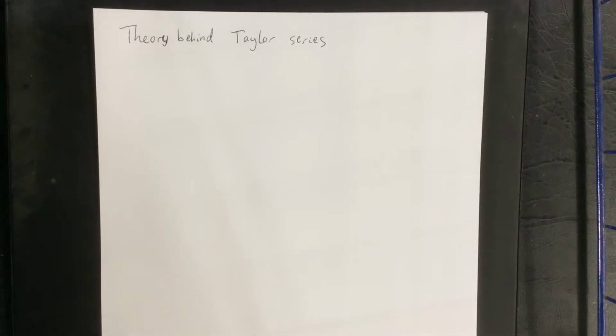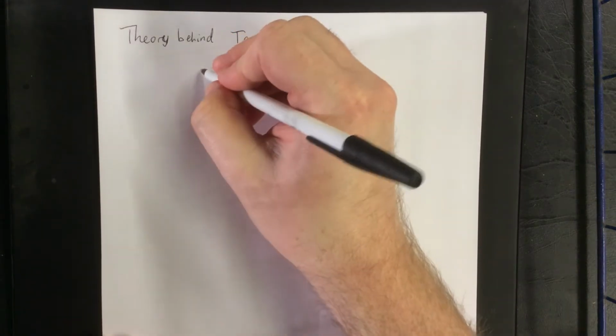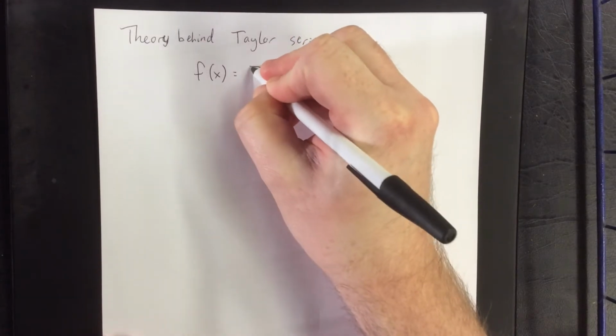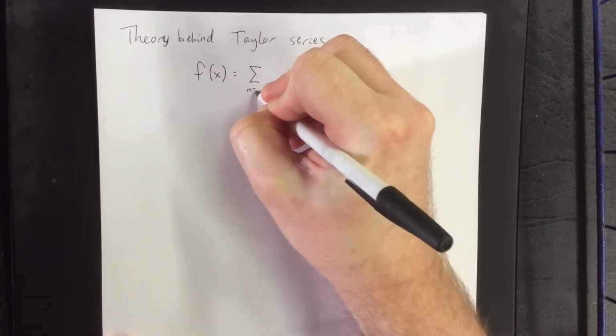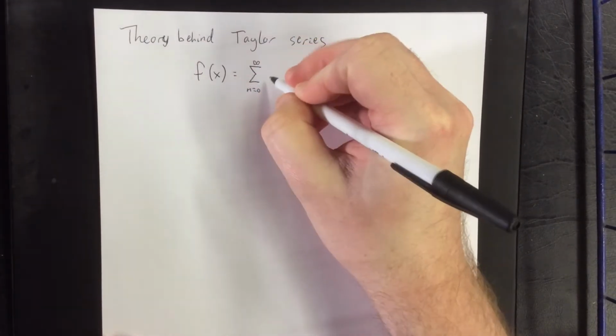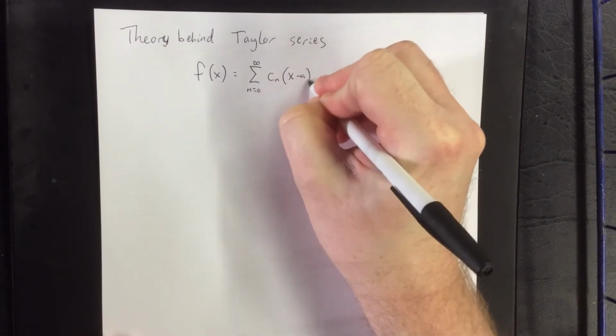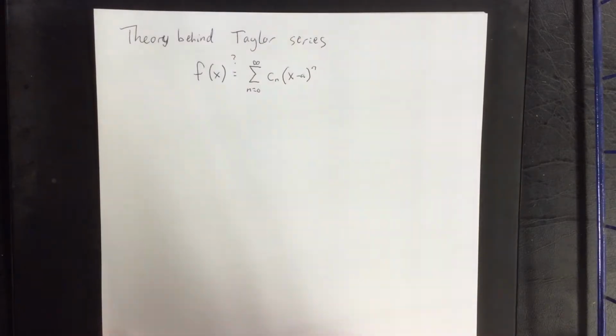In this video, we're going to introduce the concept of a Taylor series. So Taylor was a mathematician, Brook Taylor specifically, who posited the following question. Given a function, is it always possible to find a power series representation of this function at a given center? Is it always possible to find a power series representation?